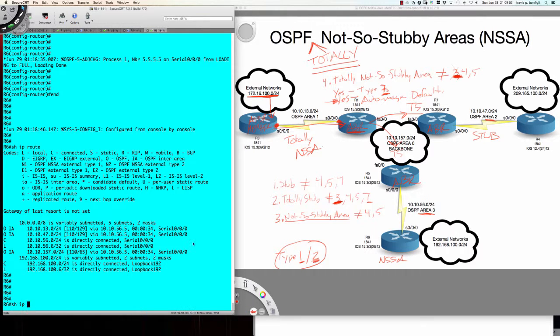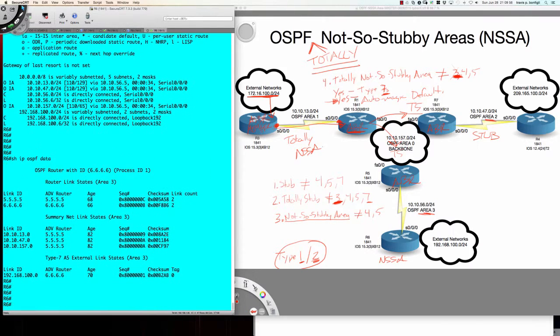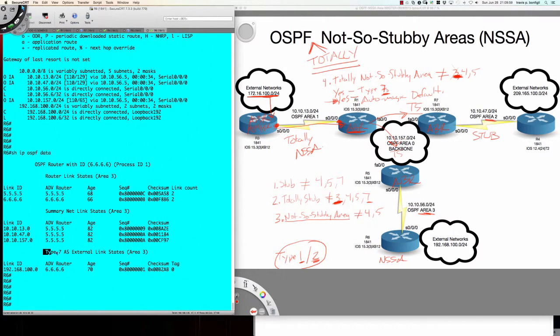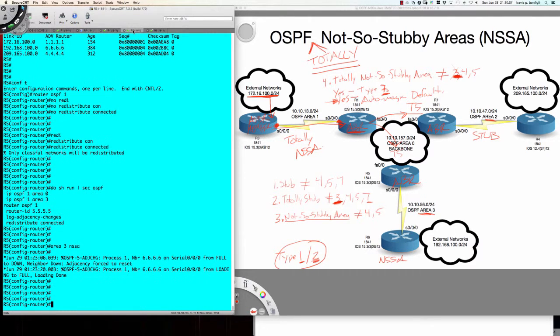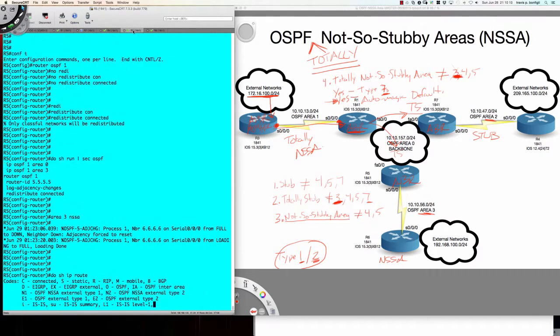All right, so if I say show IP OSPF database, what do we have? We do have our type 7 though, right? So there's our type 7 entry. That is going to get flooded to the ABR, who's router 5. Let's see what router 5 shows. Do show IP route.